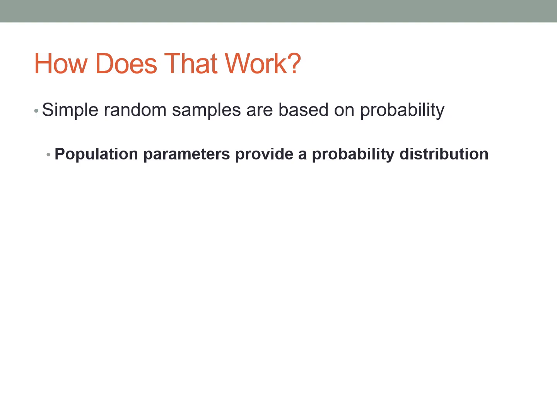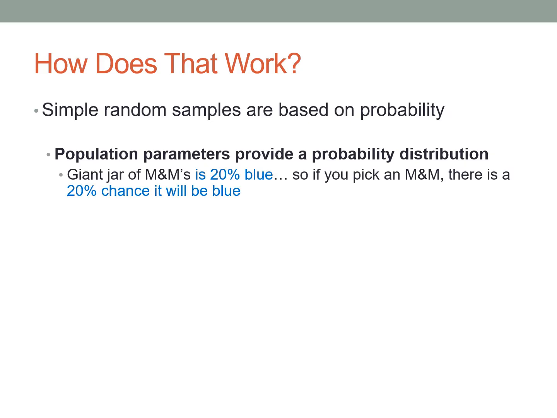And we're going to go back to the land of Skittles and M&Ms. Imagine, for instance, that you have a giant jar full of M&Ms, like a house-sized jar. It's really, really big. And 20% of that giant jar of M&Ms is made up of blue M&Ms. This gives us a probability distribution. Right? We know that blue M&Ms comprise 20% of the jar, so there's a 20% chance of getting a blue M&M anytime you pick a single M&M.